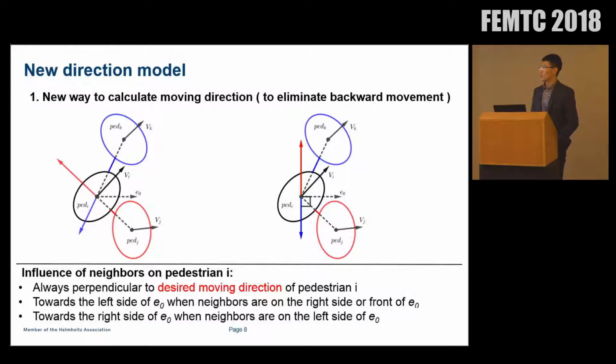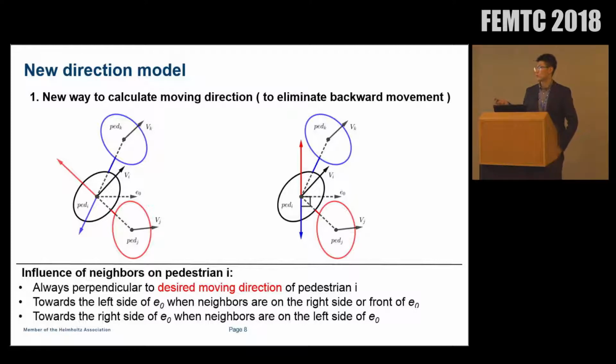So we propose a new direction model to solve these problems. First, we propose a new way to calculate the moving direction of pedestrians in order to eliminate backward movement. You must remember I have introduced this before. In the original model, a pedestrian's moving direction is decided by his desired moving direction and the influence from neighbors.